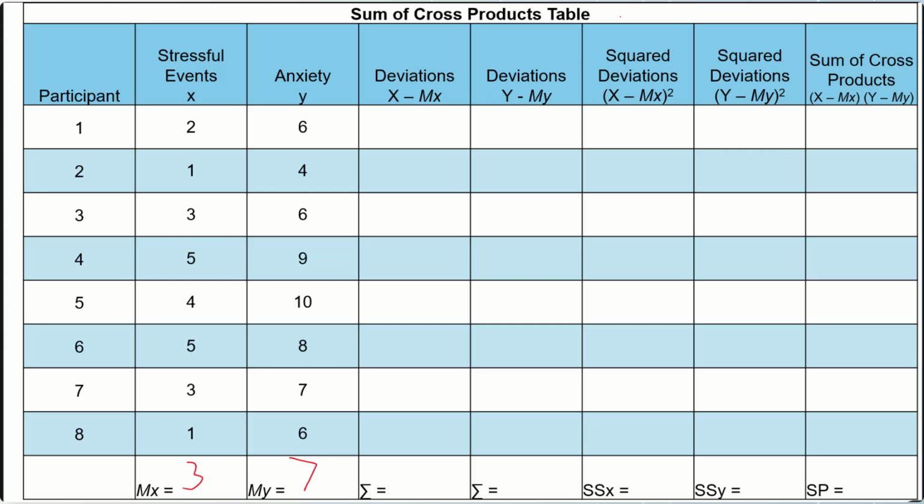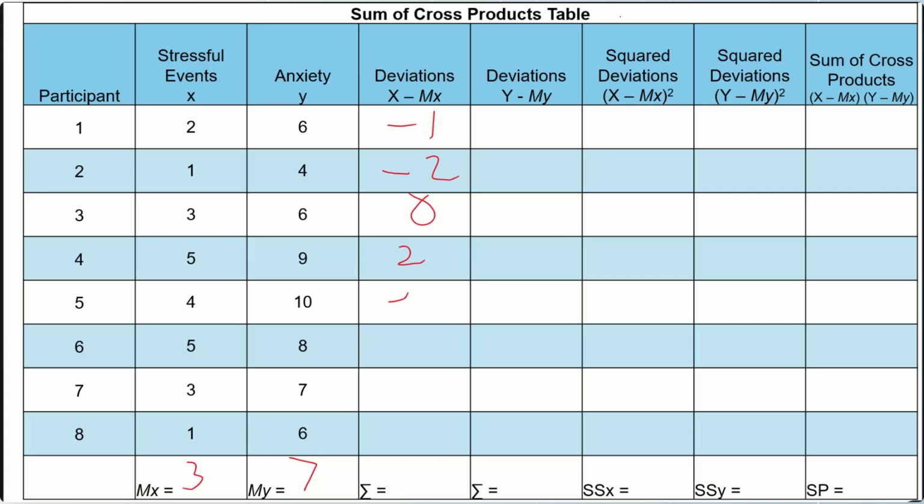So for our stressful events, participant 1 has a score of 2. So 2 minus 3 is negative 1. Then on to the next row. 1 minus 3 is negative 2. 3 minus 3 is 0. 5 minus 3 is 2. 4 minus 3 is not negative 1, positive 1.